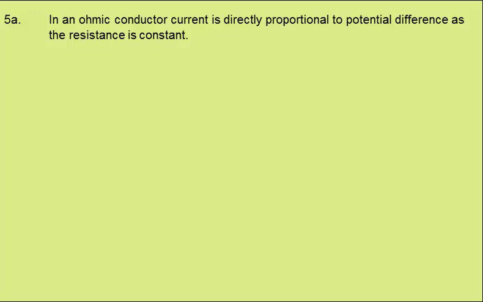In question 5a, we're to state what is meant by an ohmic conductor. Well, this is where current is directly proportional to potential difference, as the resistance is constant.